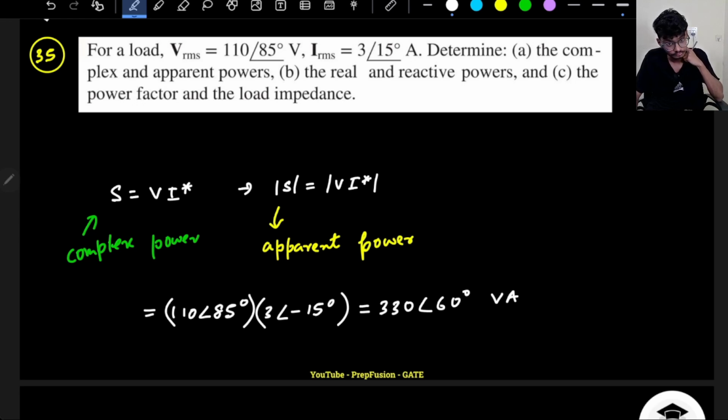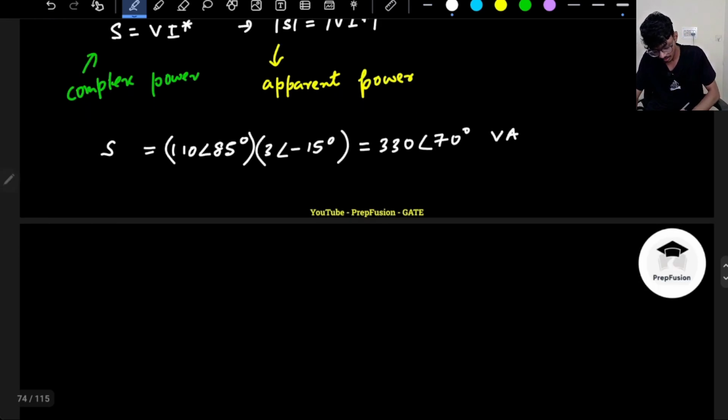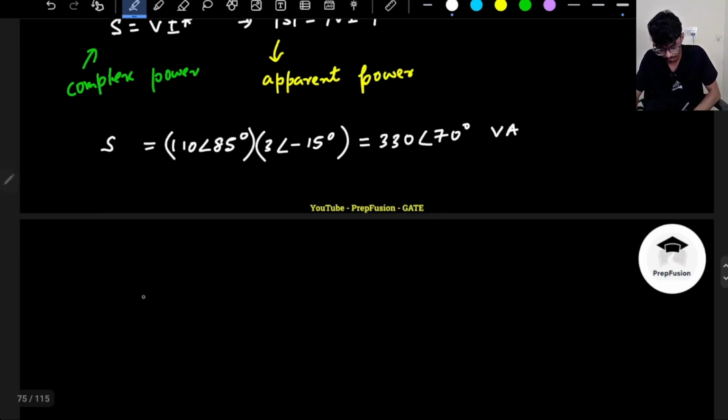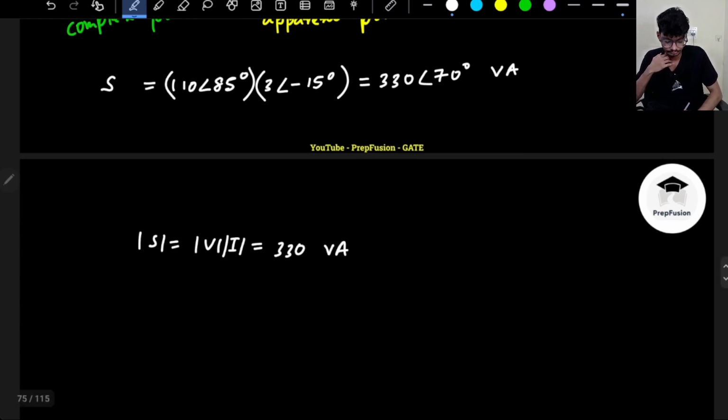Okay, so sorry, not 60 actually. This will be 70 degrees, right? Yeah, this will be the complex power. What about the apparent power? Apparent power is the magnitude. So apparent power is simply the magnitude of S, or magnitude of V into magnitude of I, which is 330 volt ampere. This is the apparent power. Okay, what about the next?